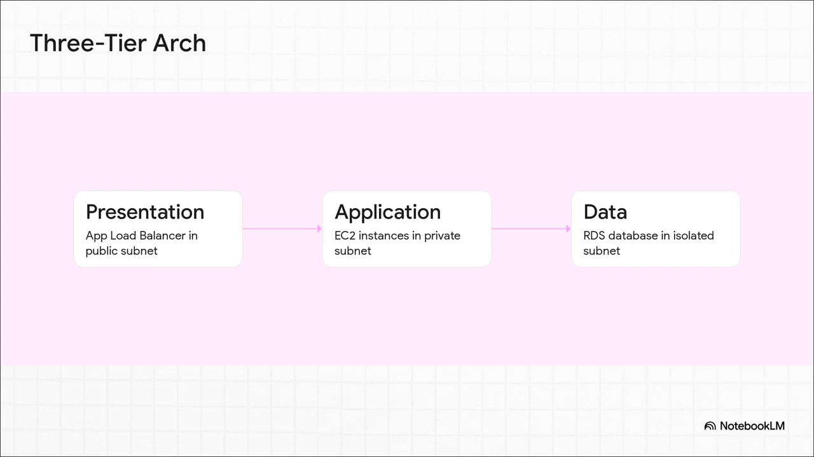I really love using a castle analogy to explain this. Step 1 is the presentation tier. That's your application load balancer sitting out there in a public subnet. It's like the public gatehouse of your castle, facing the outside world. Step 2 is the application tier, which contains your EC2 instances inside a private subnet. Think of this as the private inner courtyard where all the real work is happening. And step 3 is the data tier, your RDS database tucked away in a totally isolated subnet. That right there is your heavily guarded vault.